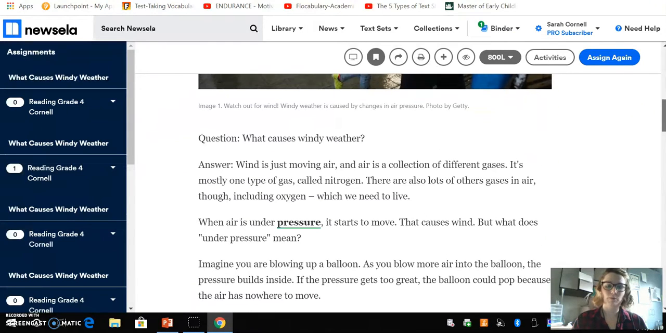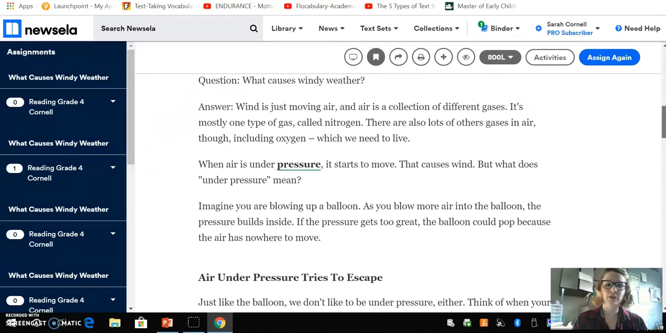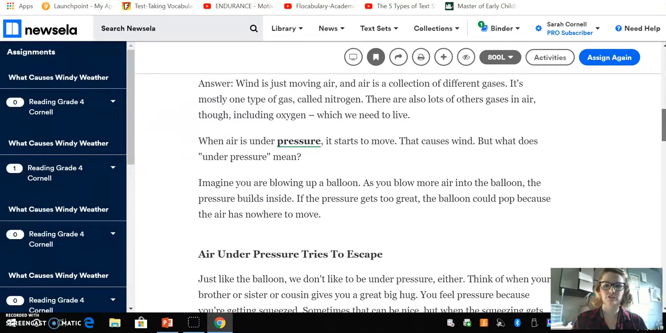So, question, what causes windy weather? Answer, wind is just moving air, and air is a collection of different gases. It's mostly one type of gas called nitrogen. There are also a lot of other gases in air, though, including oxygen, which we need to live. When air is under pressure, it starts to move. That causes wind. But what does under pressure mean?